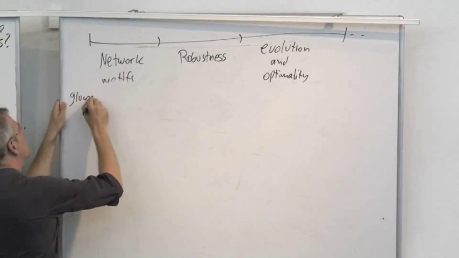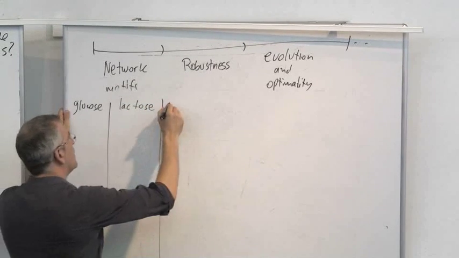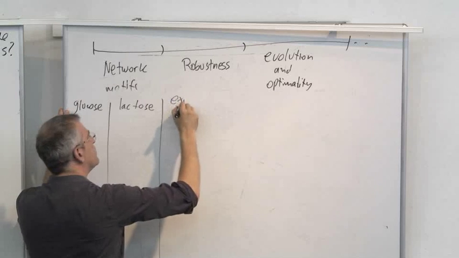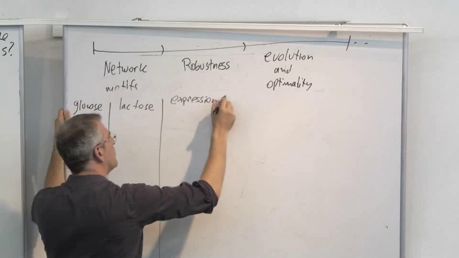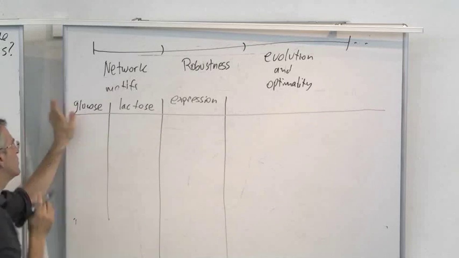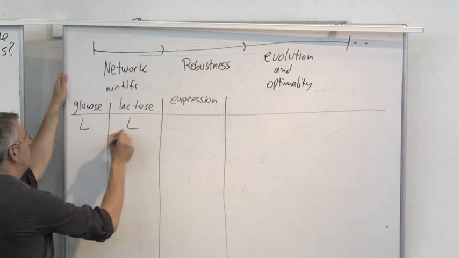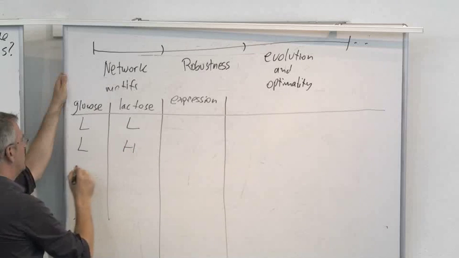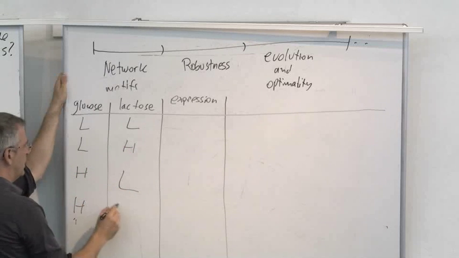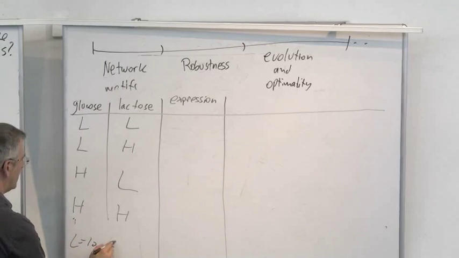So we have glucose, lactose, and expression. How much of the gene is made? These are the two signals. So we can have low-low, low-high, high-low, high-high. Let's say there are 4 environmental states. L is low, H is high.